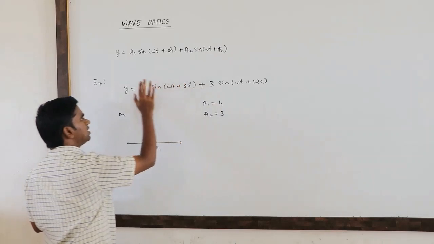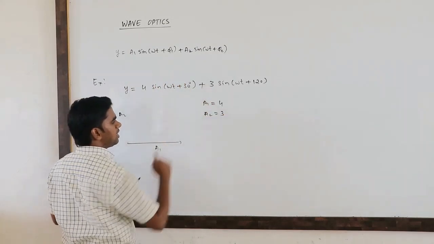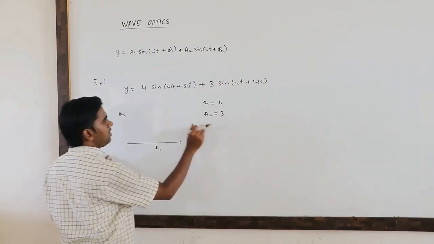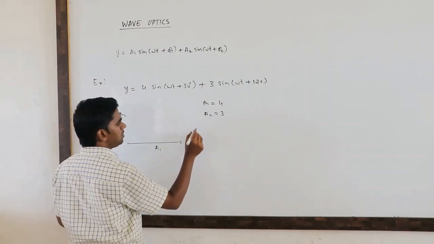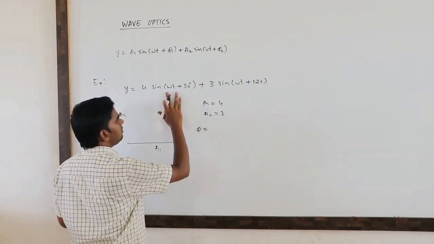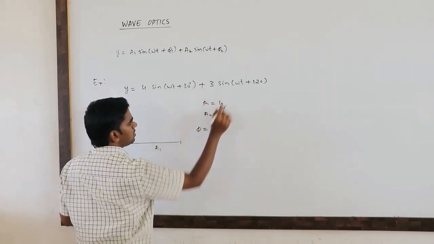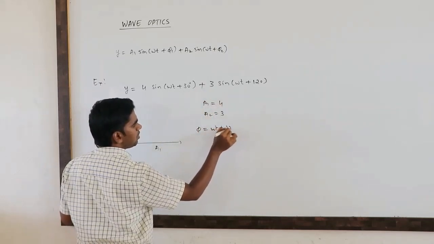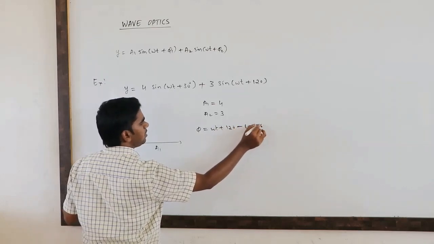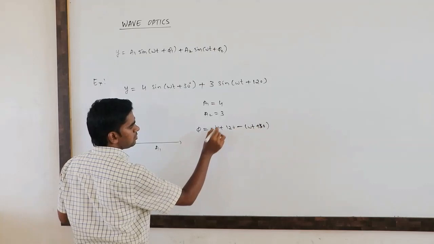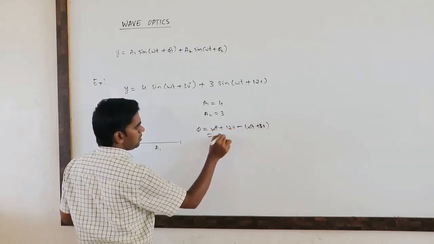The one with the smaller phase, take its amplitude as a1 and the remaining one as a2. Now find the angle between these two amplitudes. How can you find it? You can find it by taking the difference between the two phases. So first is omega t plus 120 minus omega t plus 30. Subtract these two: omega t will go, and 120 minus 30 is 90 degrees.